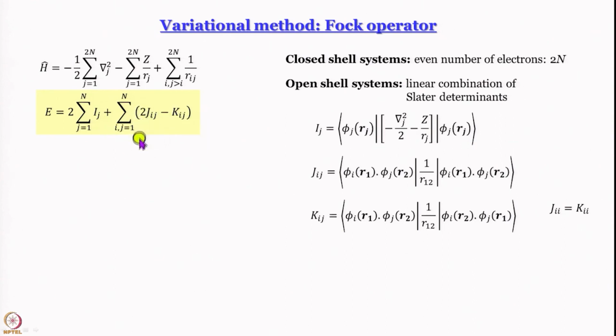So, you can write 2J11 minus J11, that will be 1J11, and then you can substitute, and you will get the expression for energy for helium. But the story does not stop here.